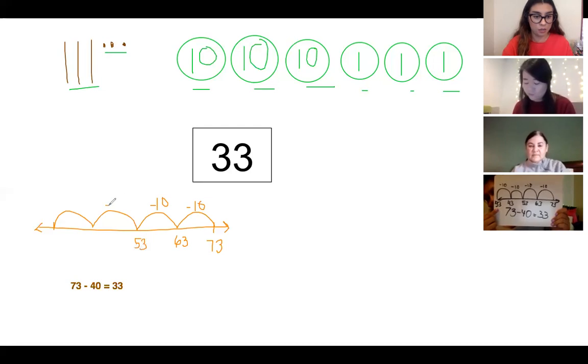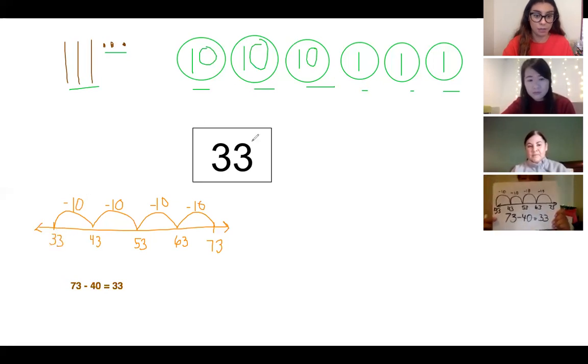And then you jumped again, 10 jumps, and it got you to 43, and then 10 more jumps. And then it got you to 33, which was what we're trying to make, 33, our lucky number here. So I noticed that you wrote a number sentence, and it's 73. That's what number we started with, right?